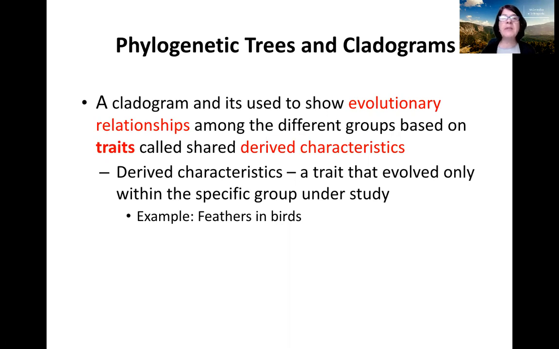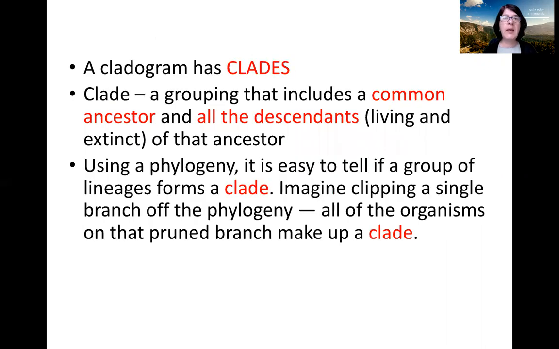Cladograms usually have markings on them which show traits. These traits are called shared derived characteristics. A derived characteristic is a trait that has evolved only within a specific group under study, for instance, feathers in birds. A cladogram has clades. A clade is a grouping that includes a common ancestor and all of the descendants, both living and extinct, of that ancestor.